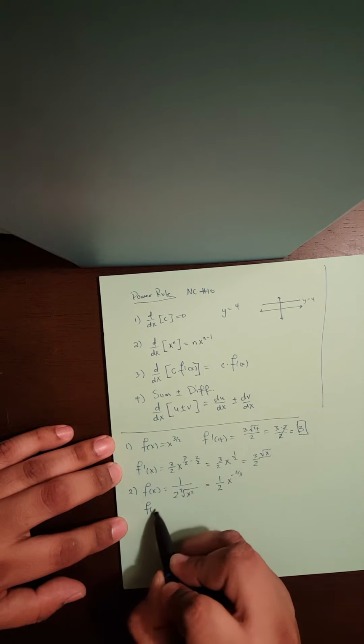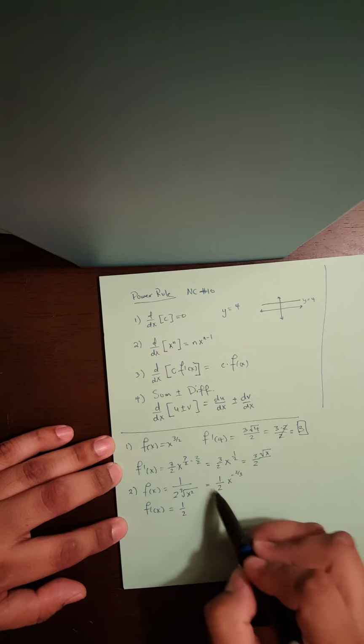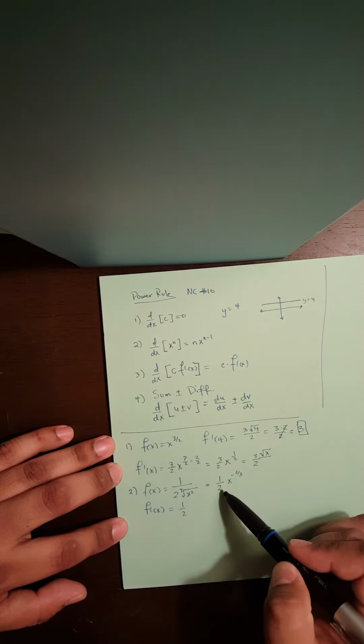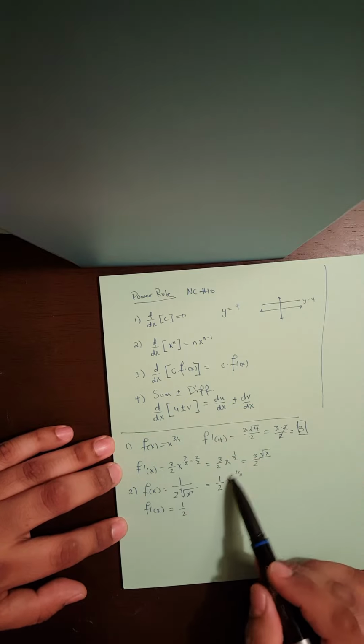So I'm going to take the derivative, and I'm going to rewrite the 2. Now look, this one is in this third form here. It has that constant, which is a 1/2. So I'm going to rewrite the 1/2 and then take the derivative of the function itself.